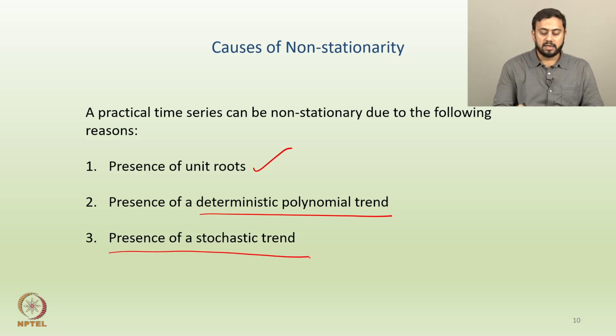Or the presence of some stochastic trend. Stochastic trend means the trend depends on time. Such a trend is called a stochastic trend. So, trends could be of two kinds: deterministic or stochastic. These 3 points amount to non-stationarity in the time series.